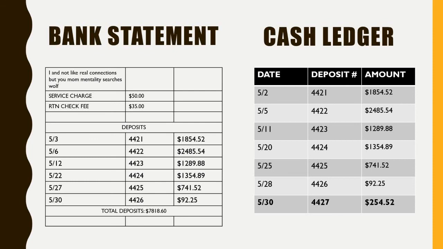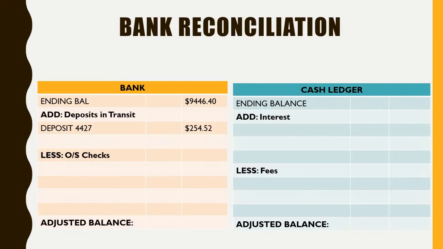Holiday, etc., etc. So in this case, because I deposited on the 30th, it's going to take 2 to 3 days to transfer into the bank account. So in this case, my deposit does not appear on my May statement. So therefore, that's considered deposits in transit. So in this case, I have pending $254.52. Okay. Now I've got to look at my outstanding checks.